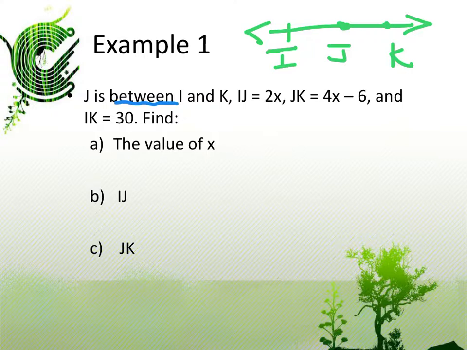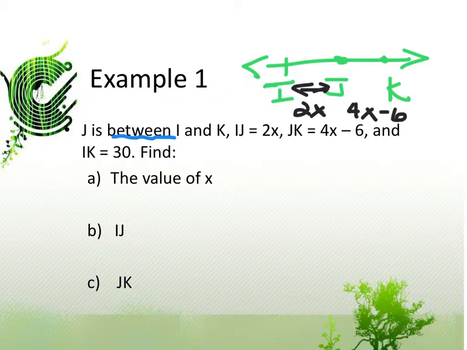Now what I'm going to do here is label what's given to me in the problem. IJ is 2x, so from here to here is 2x. JK is 4x minus 6. And then it's telling me that the whole line from I to K is 30.